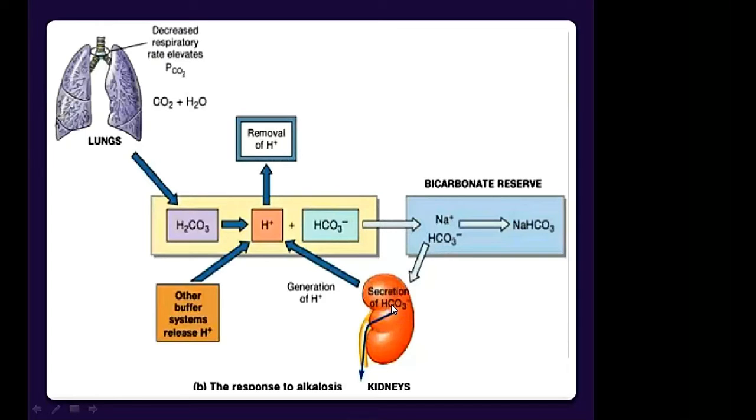When excess bicarbonate is secreted in the urine, at the same time in the blood, H plus ion is generated. That H plus ion comes to the blood. Similarly, protons may come from other buffer systems. They may also release H plus ion, which will also come to the blood. So this is called the alkalosis condition of the blood, where the kidney and the lungs are both involved.